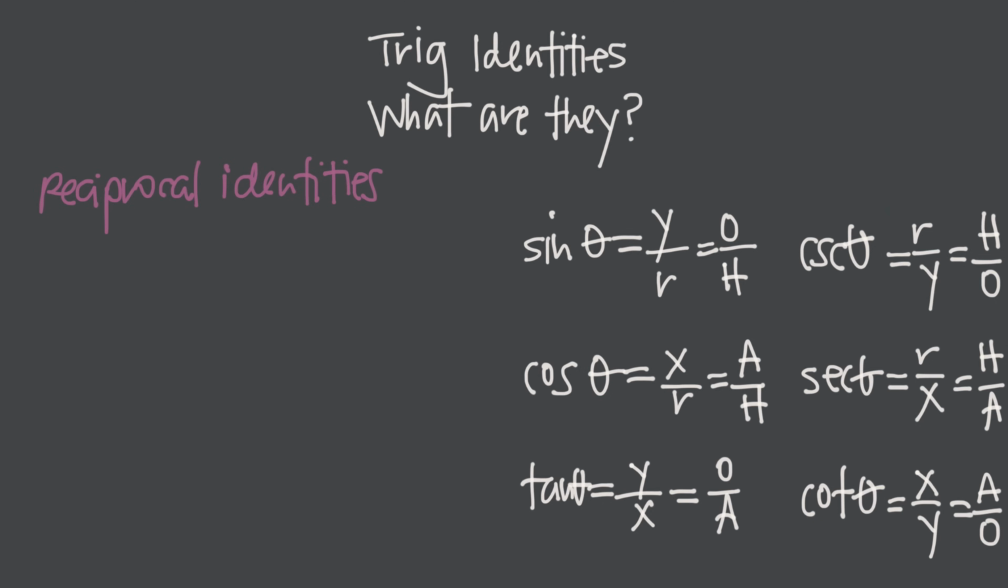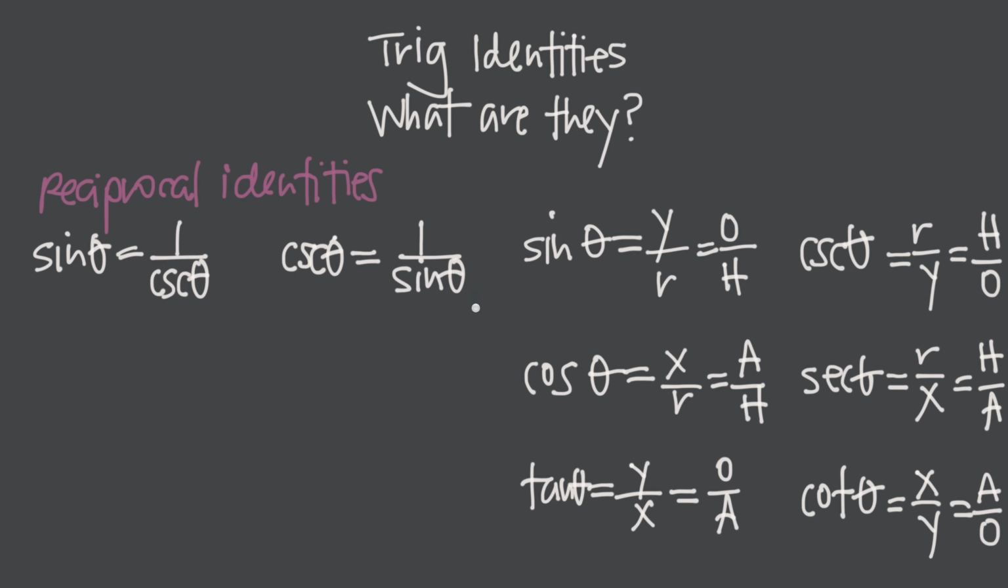Because from here, I get my first set of trig identities, the reciprocal identities. So remember how we said that cosecant, secant, and cotangent were the reciprocals of sine, cosine, and tangent, respectively? Well, the reciprocal identities tell us that exact same thing. They basically just say that these are all reciprocals of each other. So for example, the reciprocal identity for sine is sine of theta is equal to 1 over cosecant of theta. And conversely, cosecant theta equals 1 over sine theta.